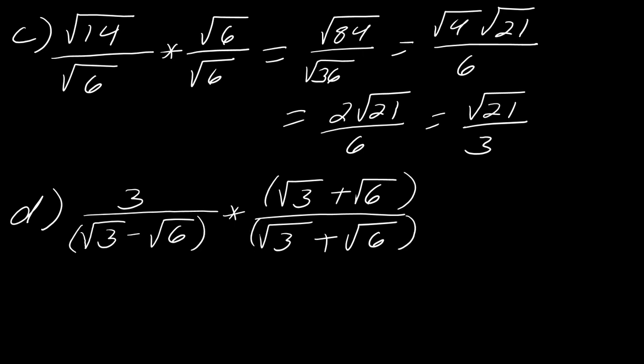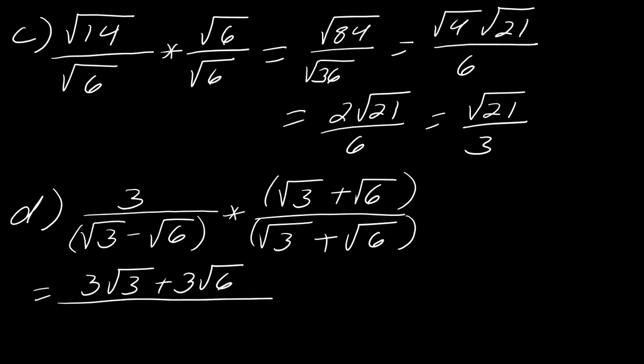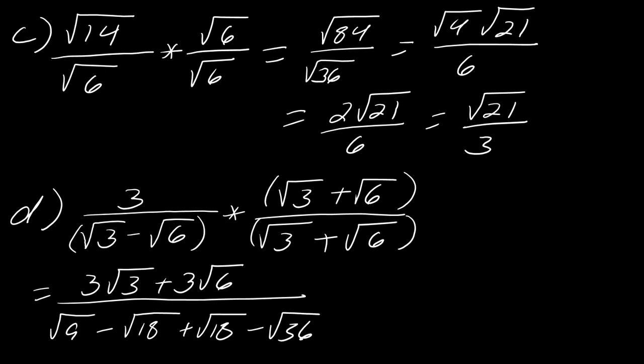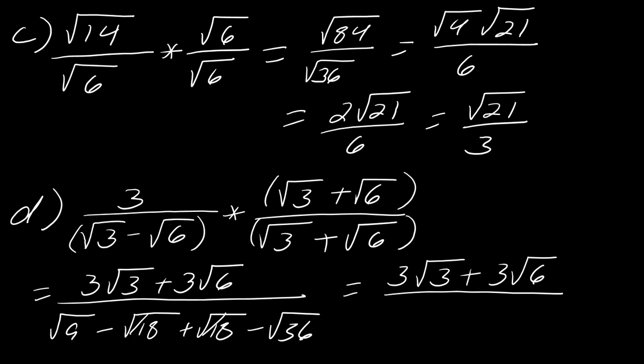So the top will turn into 3 times the square root of 3 plus 3 times the square root of 6, while the bottom will be the square root of 9 minus the square root of 18 plus the square root of 18 minus the square root of 36. And so this will equal 3 times the square root of 3 plus 3 times the square root of 6, all of this over, these 18s drop out, so this becomes just 3 minus 6.